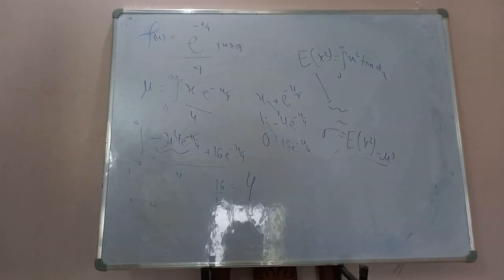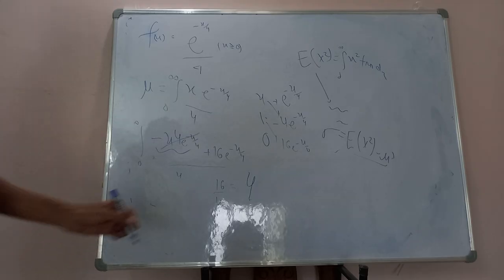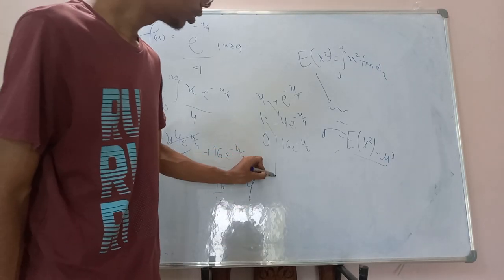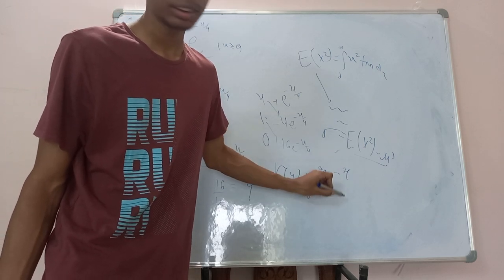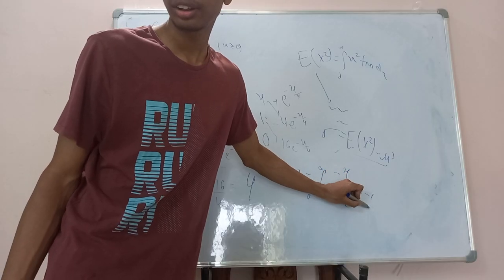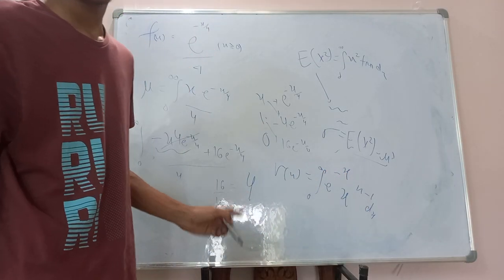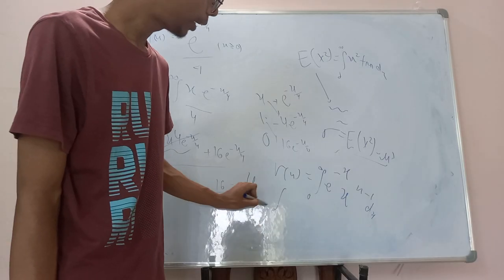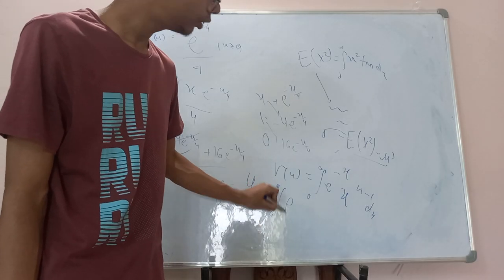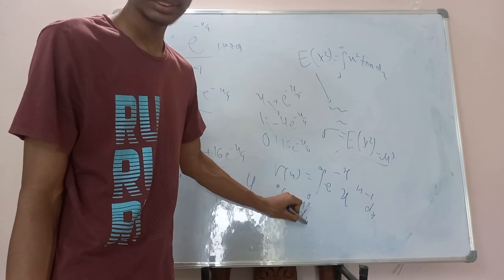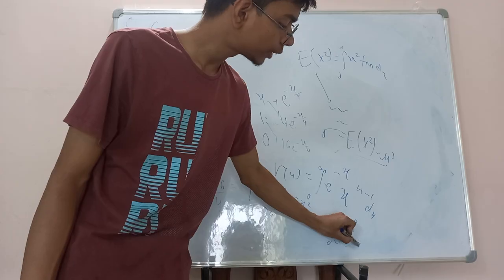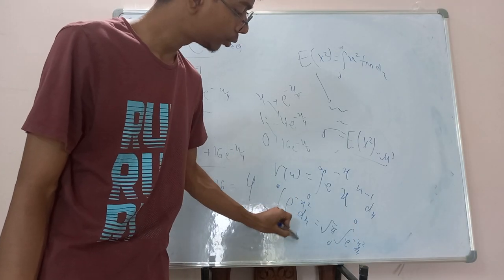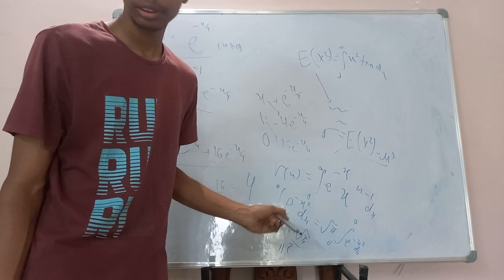Now, let's discuss the gamma function and Gaussian integral, right? So the gamma function is defined as gamma of n is equal to 0 to infinite e to the power minus x, x to the power n minus 1 dx, right? And the Gaussian integral is defined as minus infinite to infinite e to the power minus x square dx is equal to root pi, and 0 to infinite e to the power minus x square dx is equal to root pi by 2, right?